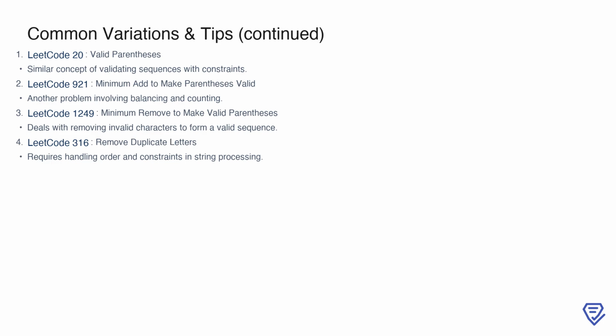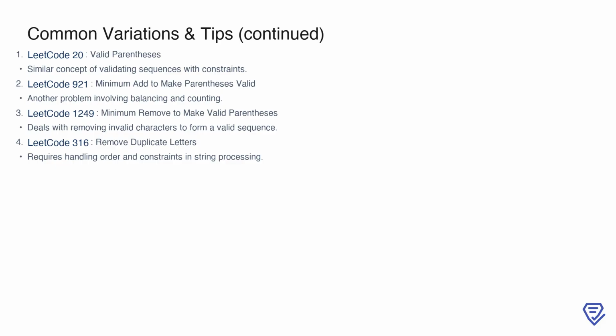This problem shares similarities with other string processing and validation challenges. For example, LeetCode 20, Valid Parentheses, involves validating sequences based on constraints, which is conceptually similar to ensuring the correct order in croak. LeetCode 921, Minimum Add to Make Parentheses Valid, also requires balancing and counting elements to achieve validity. Another related problem is LeetCode 1249, Minimum Remove to Make Valid Parentheses, which focuses on removing invalid characters to form a valid sequence. Lastly, LeetCode 316, Remove Duplicate Letters, deals with maintaining order and adhering to constraints in string processing.